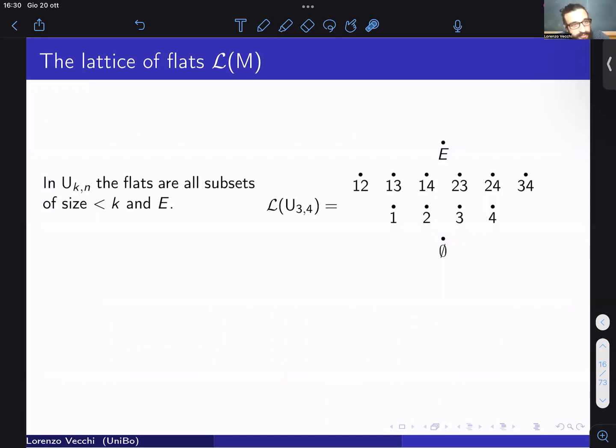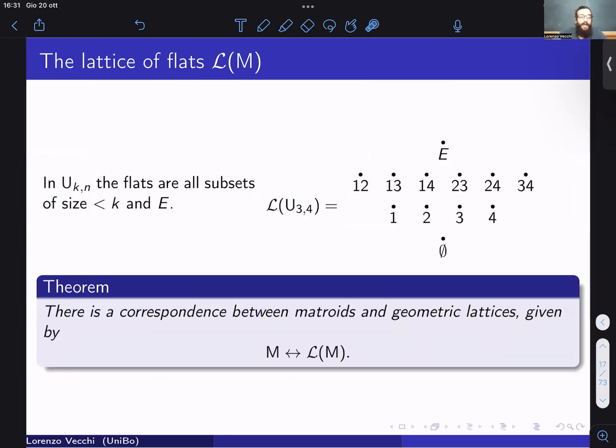What does the lattice of flats look like for uniform matroids? All the flats are all the possible subsets of size strictly less than the rank, and then again the whole ground set. Why is that? For example, if we take the uniform matroid U34, I need a 3-dimensional vector space, and I'm going to take 4 vectors in general position. They span 4 different lines, and every pair spans a plane, but all the other vectors do not lie on that plane because I took them in general position. And that's why the lattice of flats of a uniform matroid looks like this.